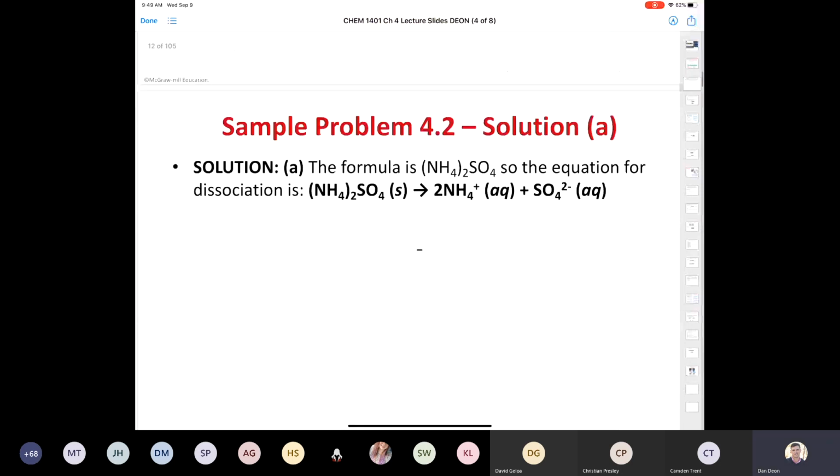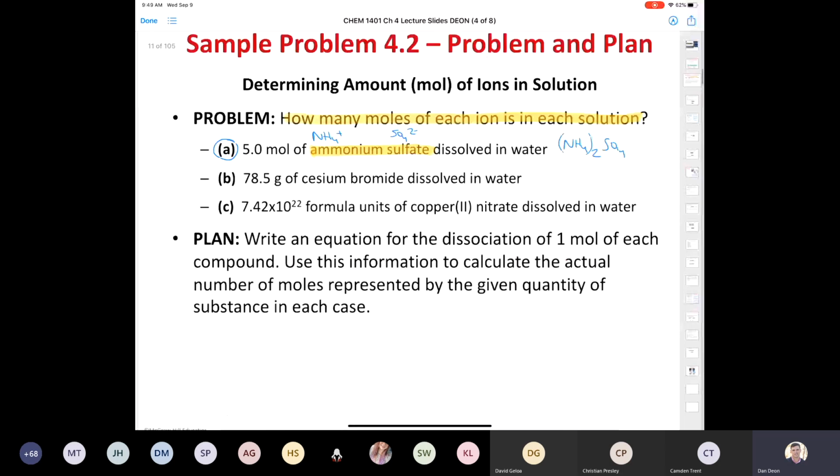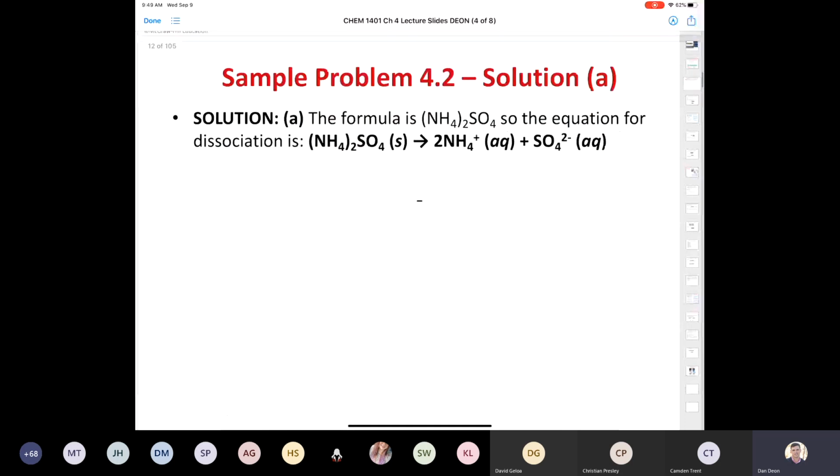Now let's look at what would happen if I took solid ammonium sulfate, which is an ionic compound. It's made out of a cation and an anion, so it's ionic. If I put that in water, I'm going to break it apart into ions. So I'm going to end up with an aqueous solution of ammonium ions and an aqueous solution of sulfate ions. Okay, good enough.